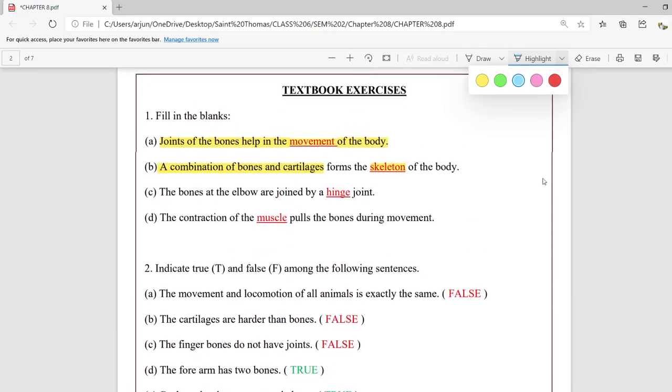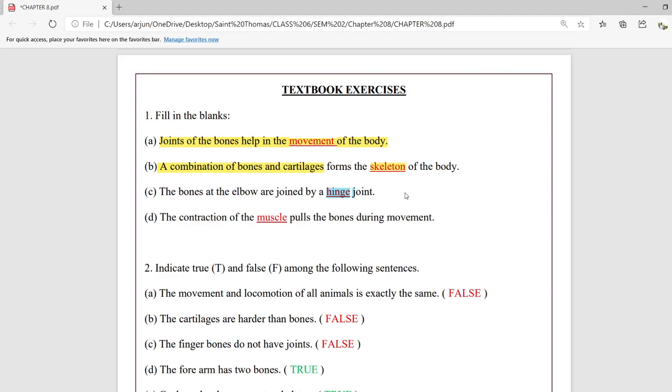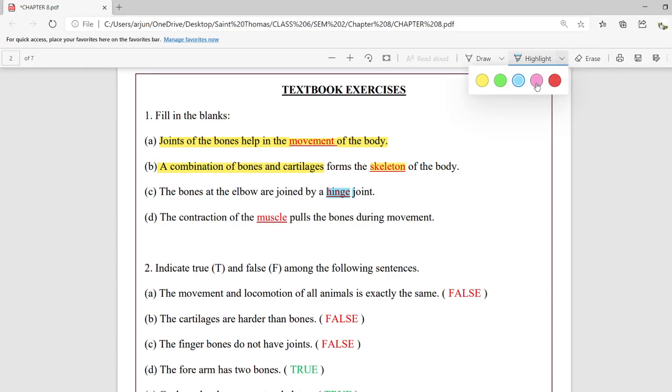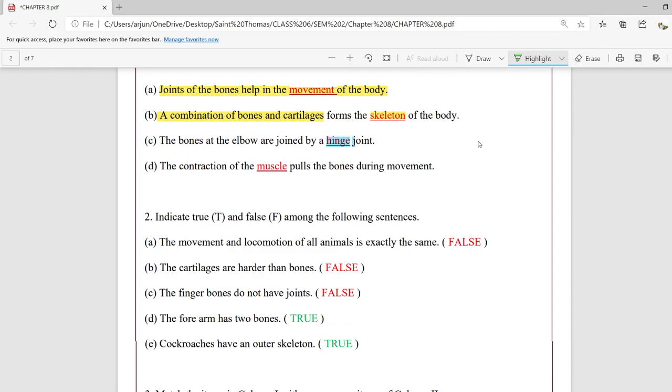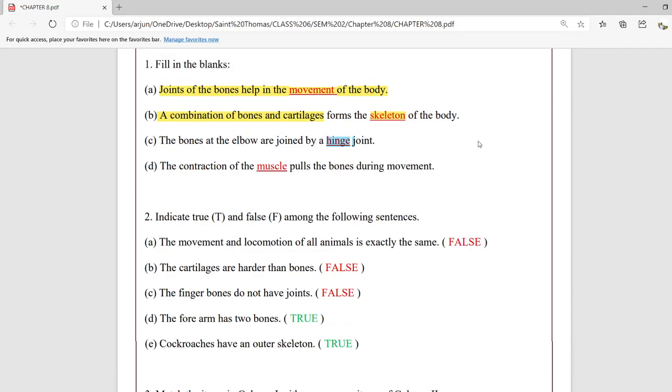The bones at the elbow are joined by the hinge joint. The next is, the contraction of the dash pulls the bones during movement. We have seen this, the contraction of muscles. The contraction of the muscles pulls the bones during movement.